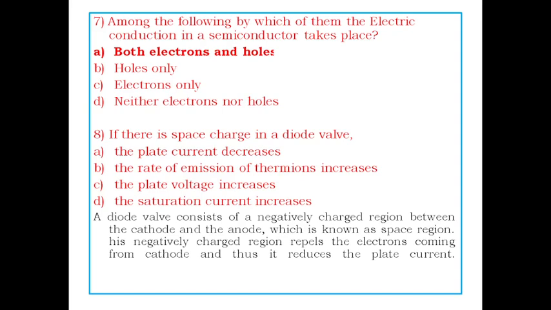From the cathode, electrons will be trying to move towards the anode. Due to the space charge region, those electrons will be repelled back to the cathode. So it's nothing but the movement of electrons has been reduced. If the movement of electrons is reduced, the current is decreased. So option A, that is the plate current decreases, will be the answer for this question.